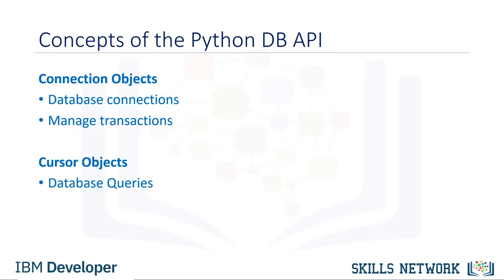Cursor objects are used to run queries. You open a cursor object and then run queries. The cursor works similar to a cursor in a text processing system where you scroll down in your results set and get your data into the application. Cursors are used to scan through the results of a database.